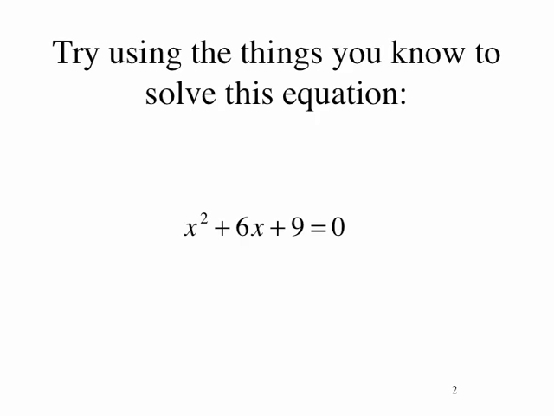I would invite you at this point to try using the things and the tools you already have. Try using the things you know about how to solve equations to get x all by itself in this equation. So you might try things like subtracting 9 from both sides of the equation, dividing everything on both sides of the equation by 6. If you do these steps carefully, what you'll see is that you can't use those kinds of steps to get x all by itself in this equation.